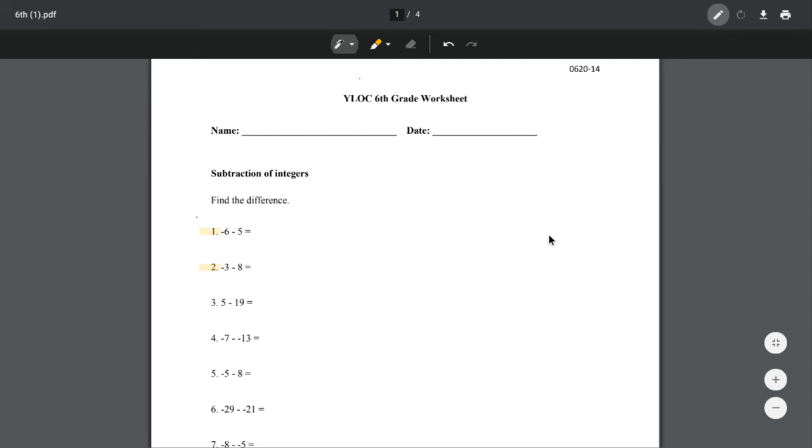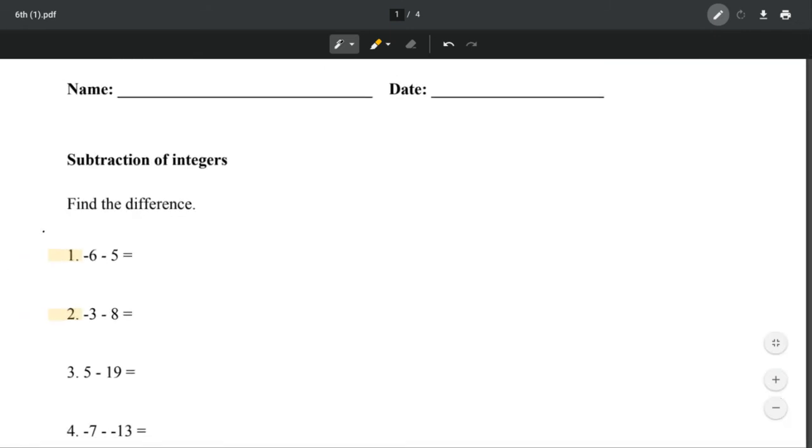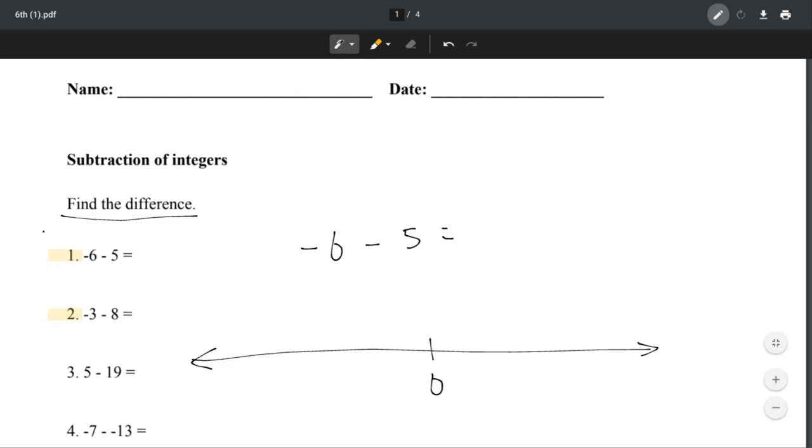Hey guys, this is lesson 14 and let's go ahead and get started with some subtraction of integers. So we are asked to find the difference, and so let's look at number 1. We have -6 minus 5, right? And we're going to go ahead and draw a number line. There's 0, and then let's say there's -6, and then there's 6.